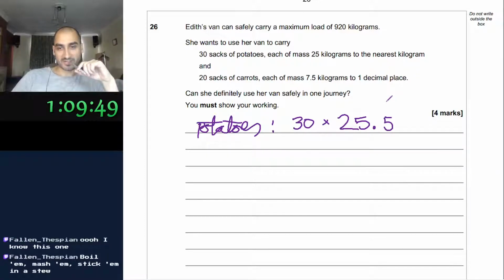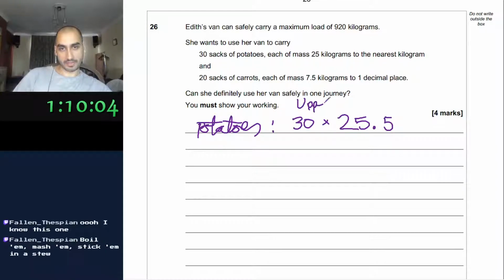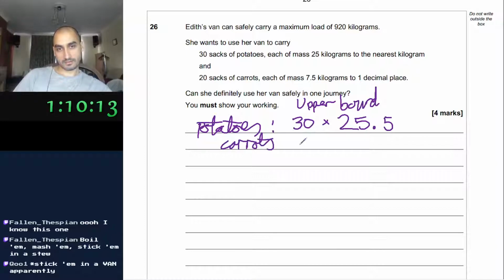Boil them, mash them, stick them in a stew. Yes. Potato. Let's clarify, we're saying upper bound. Stick them in a van. Got carrots. This is probably the longest I've ever listened to the Spyro 2 Summer Forest theme.